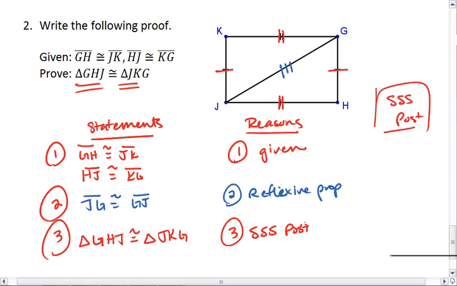A quick side note, if you wanted to, for statement 2, you could have also written JG congruent to JG. JG and GJ are the same segment, and it doesn't really matter what order we write them in, because they're both referring to the same object in our diagram. So either one is appropriate. And that does it for section 4.3.